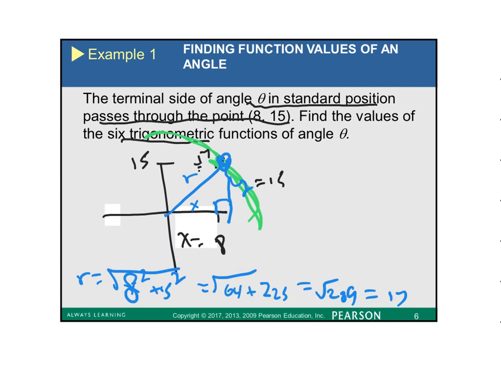So do we have all the numbers I need to put in those formulas? Let me hear it loud. Here's my angle, right here. Sine of theta is, I want to hear it loud. 15 over 17.